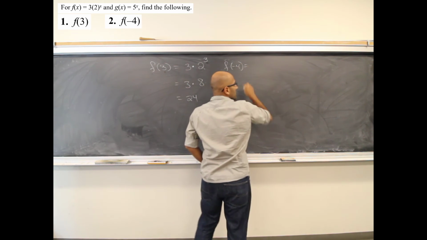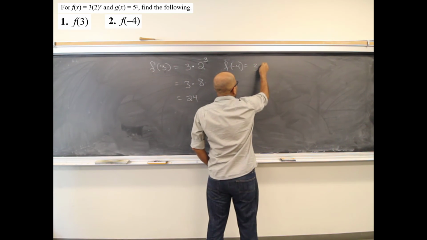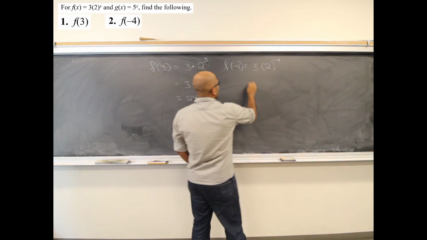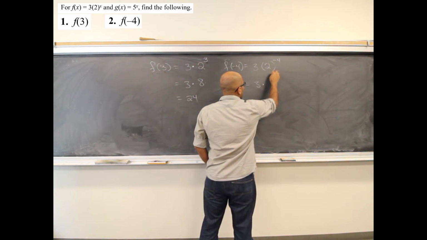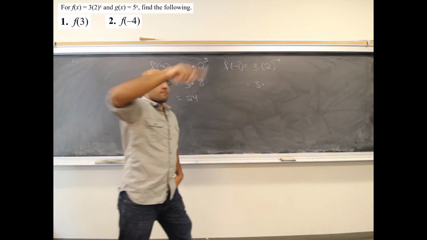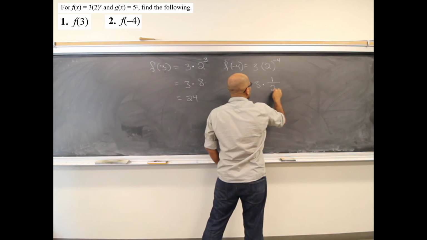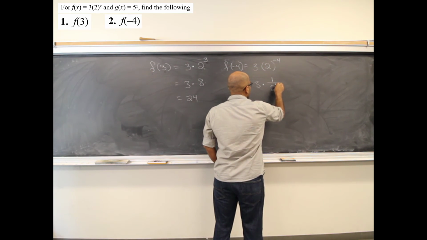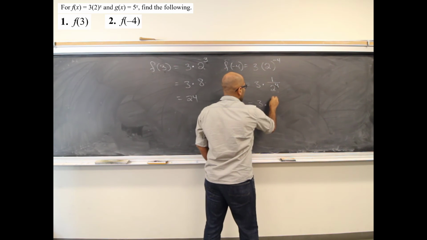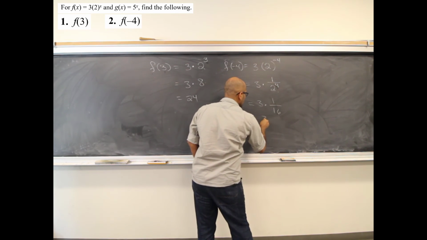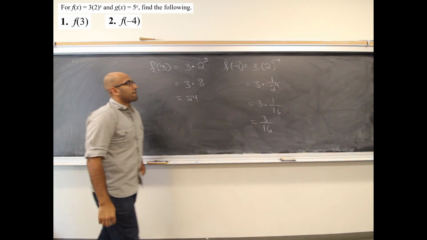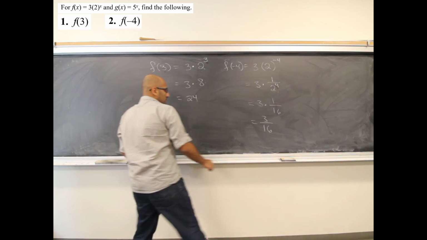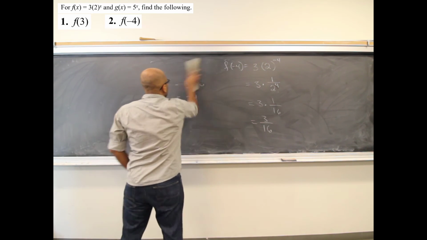F of negative 4 is equal to 3 times 2 to the negative 4 power, which is 3 times, how do we deal with the negative in the exponent? Put it in the denominator. Put it in the denominator, 1 over 2 to the 4th power. Okay? And so what is 2 to the 4th power? 3 times 1 over 16, which then is just going to give me a final result of 3 over 16. Good? Questions? No. Good. What about the next one?